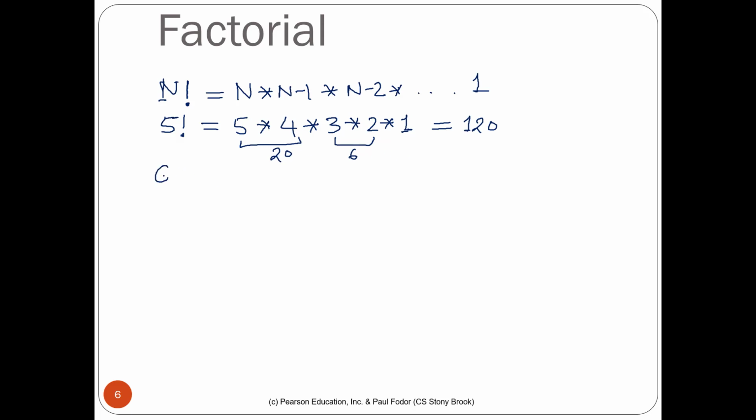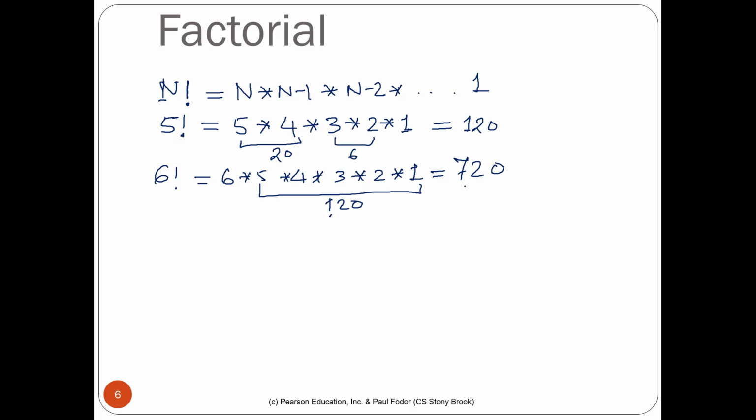Similarly, you can do 6 factorial also, which is 6 into 5 into 4 multiplied by 3 multiplied by 2 multiplied by 1, which should be 720. I know that 5 factorial is equal to 120, right, from the above computations. So 6 factorial should be 6 times 120, which is 720. Alright, so now when you know what is factorial, then let's see how can we write a program for that.